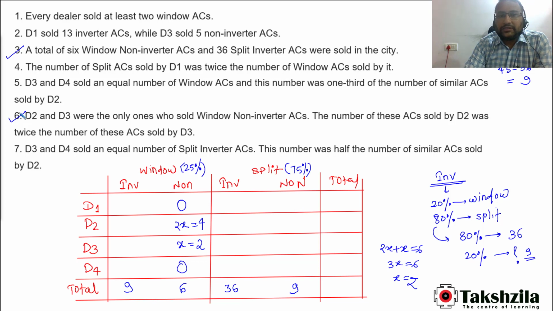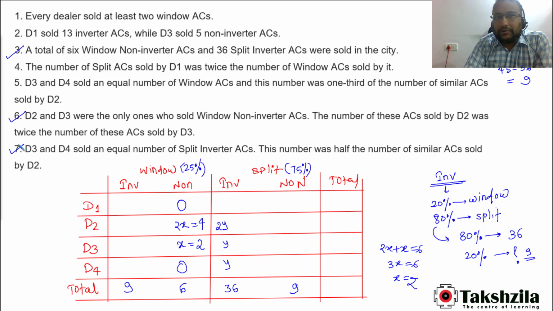Now, statement number 7 says that D3 and D4 sold equal number of split inverter ACs. The number is equal. Let's call it Y and Y. This number was half the number of similar ACs sold by D2. It means D2 is going to be twice of Y under split inverter. So over here we're done with statement number 7.